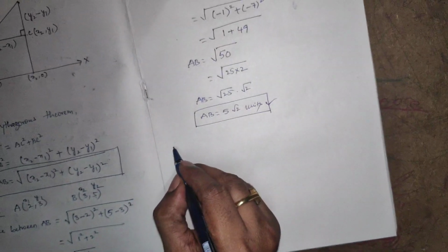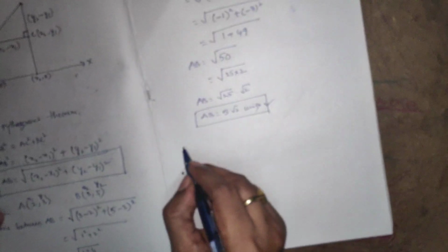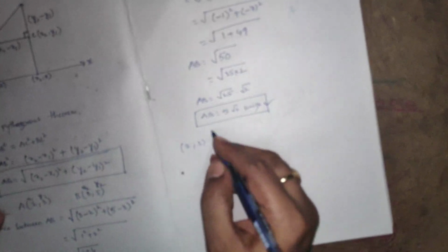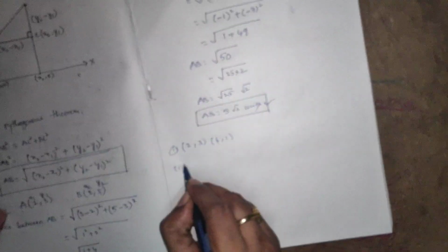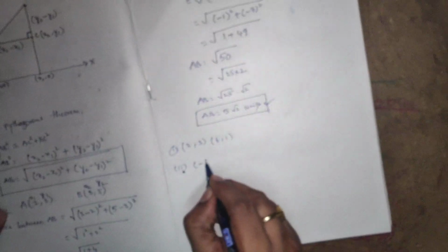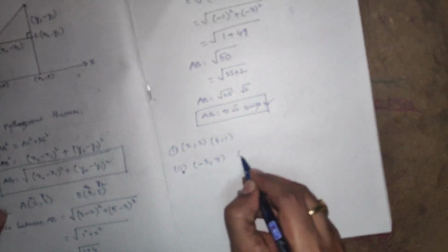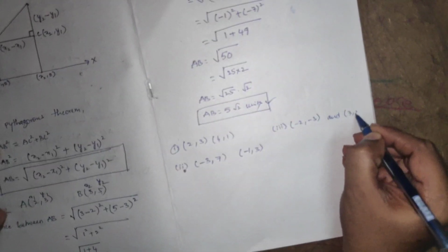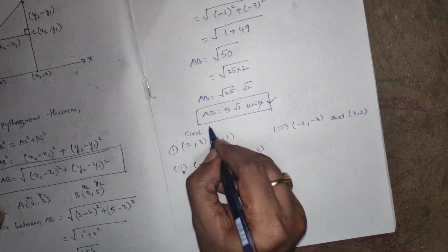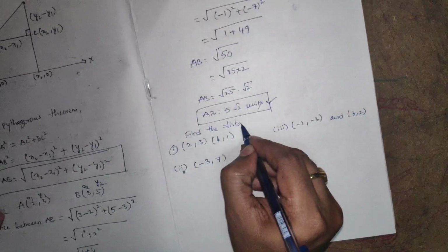So what I'm expecting is that you solve the given problems. See, 2 comma 3 and 4 comma 1 is the first question, and the second one is minus 3 comma 7 and minus 1 comma 3. Take the other one, minus 2 comma minus 3 and 3 comma 2, and you need to find the distance between the given points.